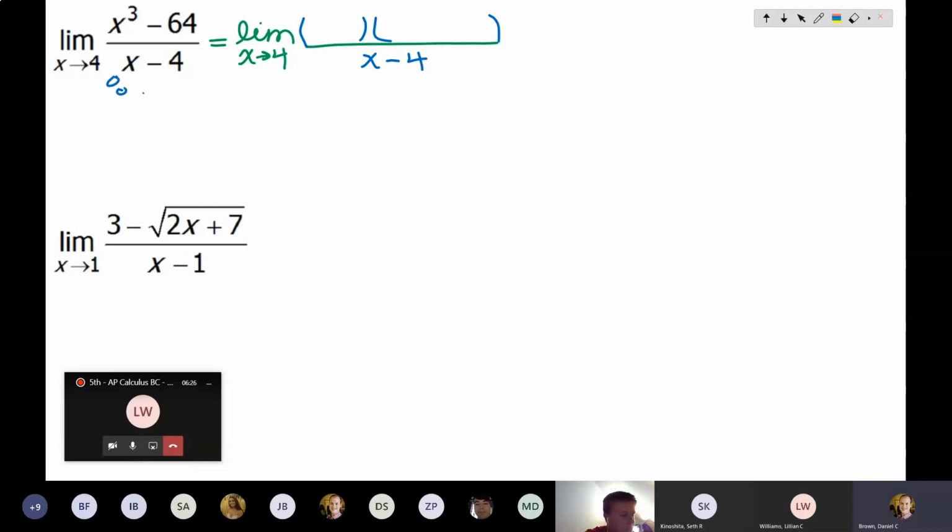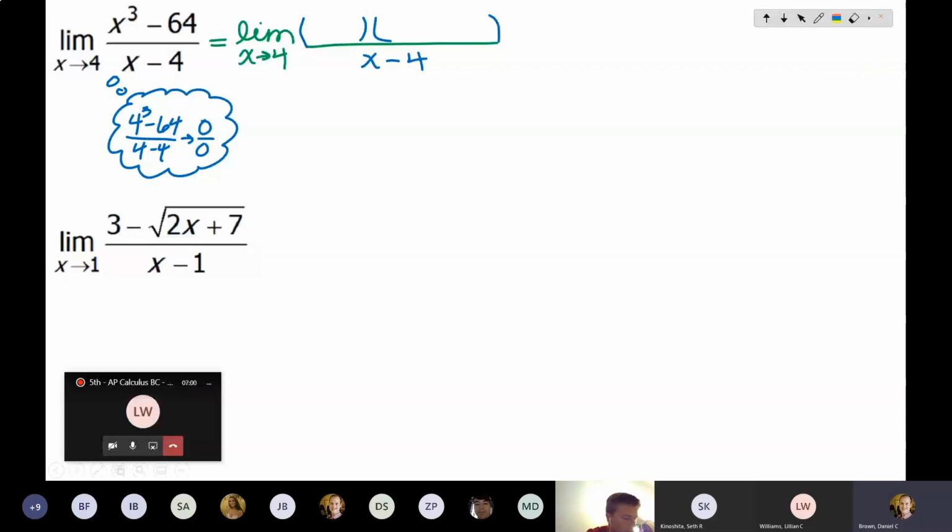Again, I know I didn't show it, but we always want to make sure we try direct substitution first in our head. 4 cubed minus 64 is 0, and then of course 4 minus 4 is also 0. Since we have 0 over 0, we want to find something else to do. Looking at this one, we would want to try to factor it, since we have polynomials. Rationalization is really only used when you have square roots. Factoring, this is the difference of 2 cubes.